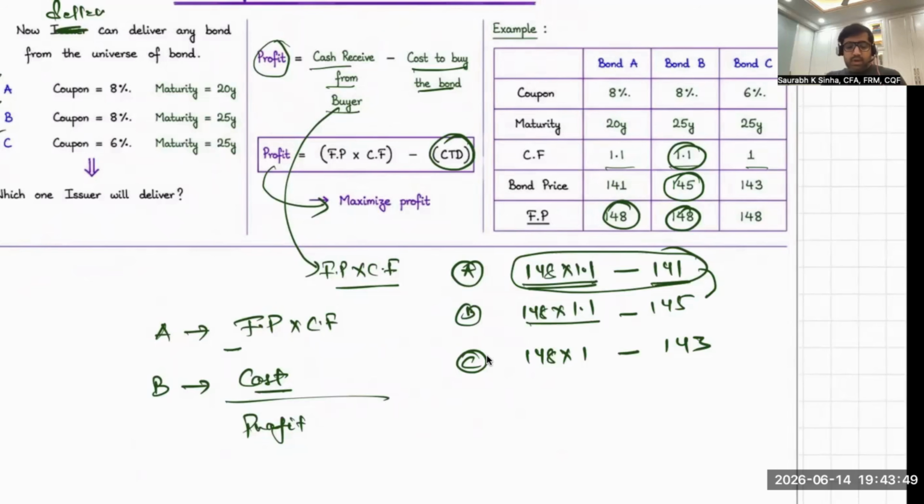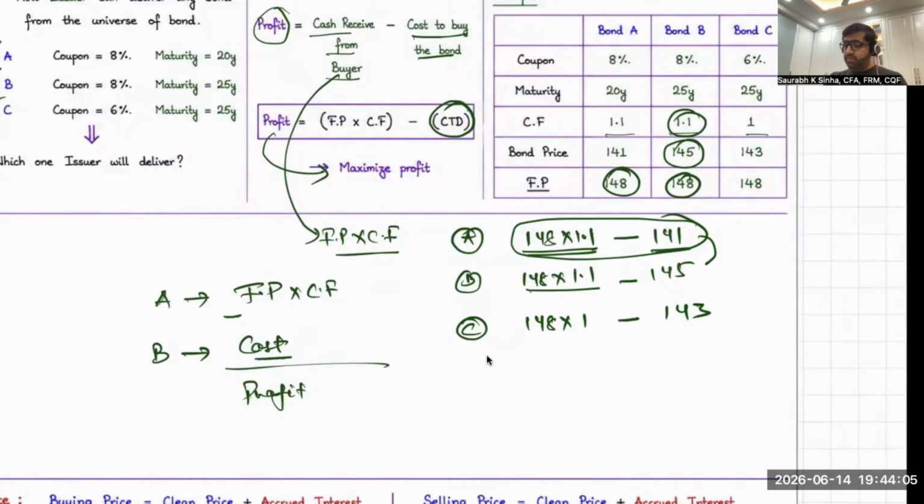Okay. So 148 into 1.1 is 162 minus 141. So this has a profit of near about 21.8. This has a profit of 5. Which one would you like to deliver as a seller? Because you can deliver anything. So you will deliver the one with 21.8, and that is your cheapest to deliver bond. And everyone tries to do the same. They try to maximize the profit.